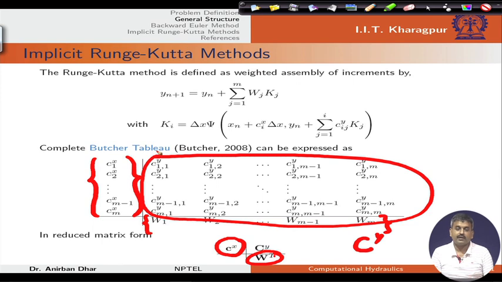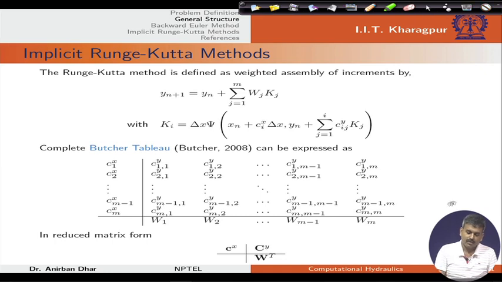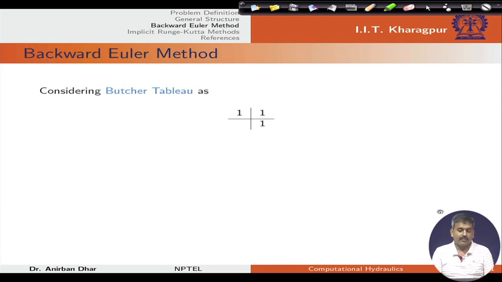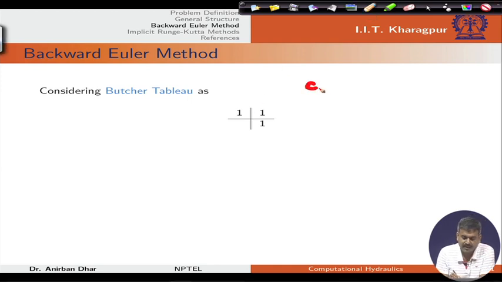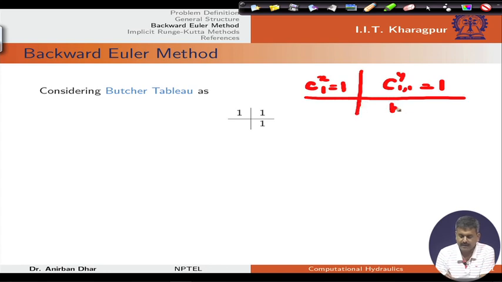Now, using this tableau we can represent our Runge-Kutta methods, and if we start from our well known basic approach, which is backward Euler. In backward Euler, let us say that this is Cx 1 and this is Cy 1 1, that means only one term is there, and on the bottom we have W1 which is again equal to 1.